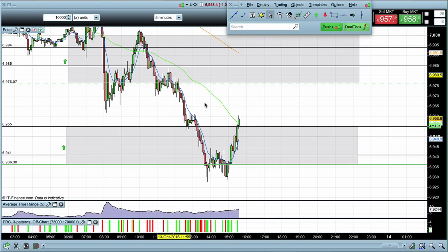Okay, so 75% of the position was closed at around about 12 points. The remaining 25% at around about 21 to 22 points. So let's have a look at the reasons for the trade.